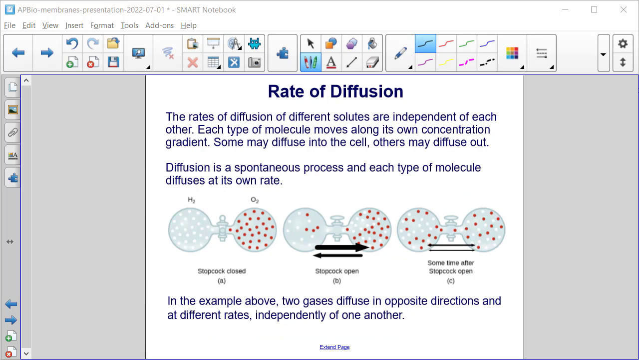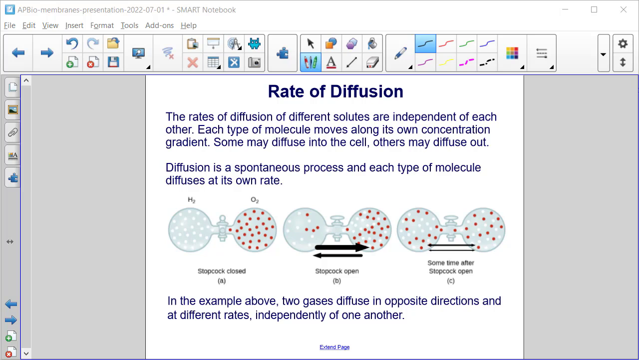The rates of diffusion of different solutes are independent of each other. Each type of molecule moves along its own concentration gradient. Some may diffuse into the cell, others may diffuse out. Diffusion is a spontaneous process, and each type of molecule diffuses at its own rate. So let's look at the example above.